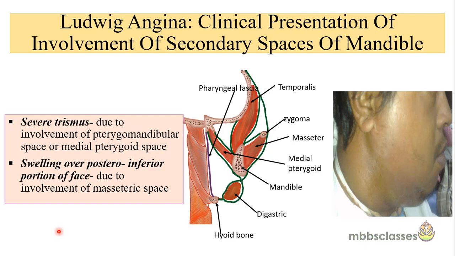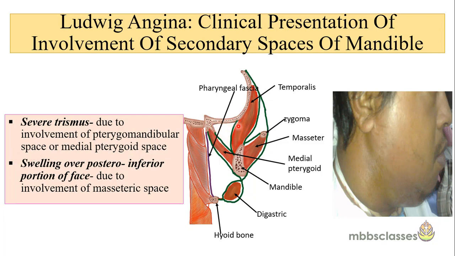If any patient of Ludwig's angina is having severe trismus, this means that in that case the infection has spread from the primary spaces of the mandible to the secondary spaces of the mandible. That means apart from the primary spaces, that is the submandibular, sublingual and submental, if a patient is having trismus, it means that the patient might be having involvement of the pterygomandibular space or the medial pterygoid space.